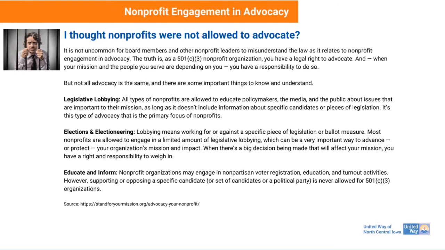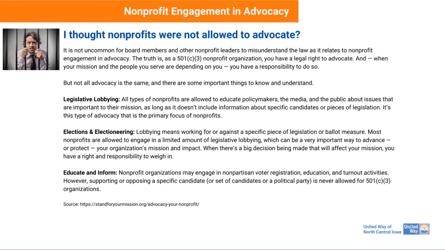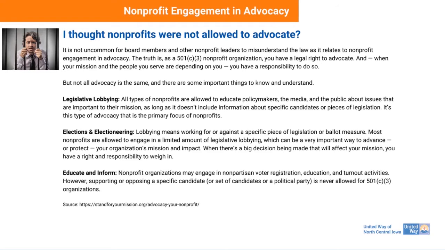Legislative lobbying. All types of nonprofits are allowed to educate policymakers, the media, and the public about issues that are important to their mission, as long as it doesn't include information about specific candidates or pieces of legislation. It is this type of advocacy that is the primary focus of nonprofits.